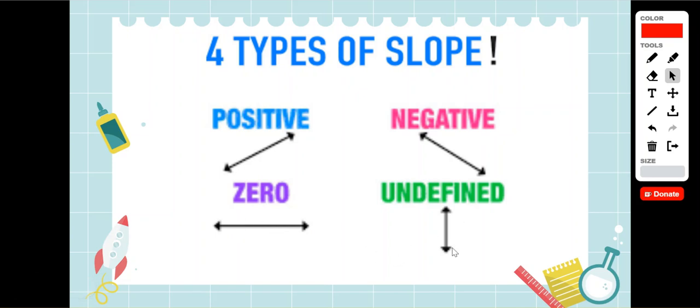For undefined, however, when something's going straight up and down, when we're measuring straight up and down, we're not trying to measure a tilt anymore, we're measuring height. So we say it's undefined because slope isn't the measure we would use for something that's going up and down.